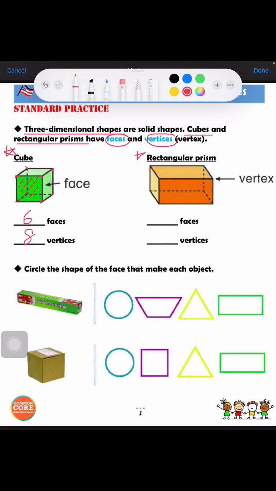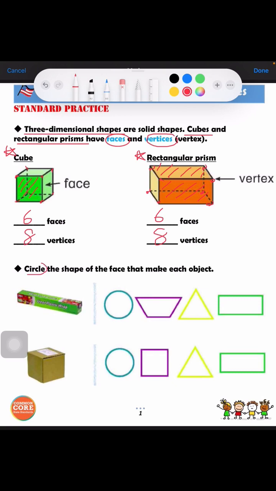How about the rectangular prism? On the rectangular prism, there are some flat surfaces. These are the faces. So how many faces does the rectangular prism have? Yes, it has 6 faces. How about the vertex? It has 1, 2, 3, 4, 5, 6, 7, 8 vertices. And then we move on to the next part.